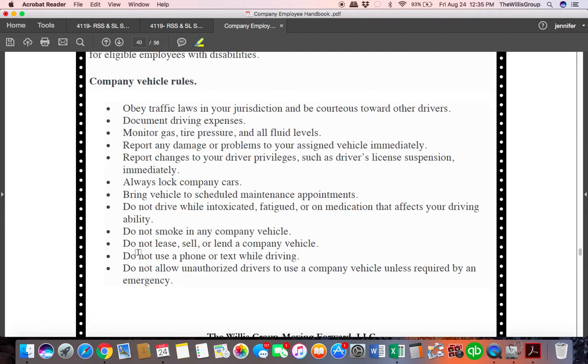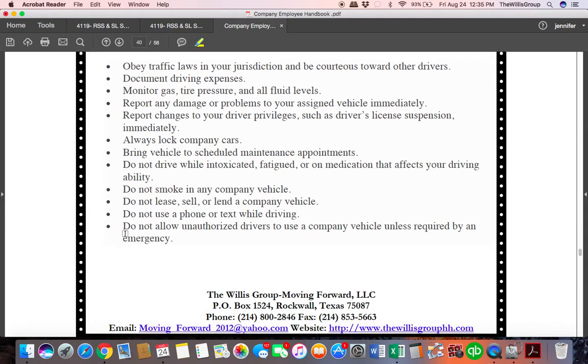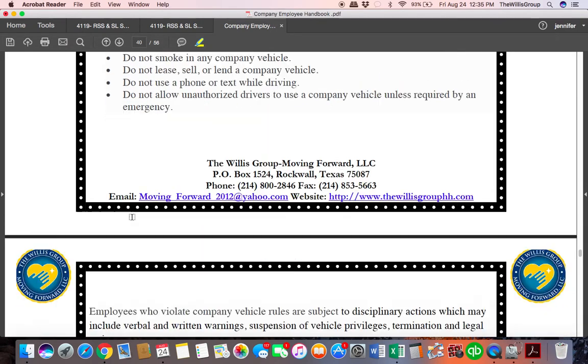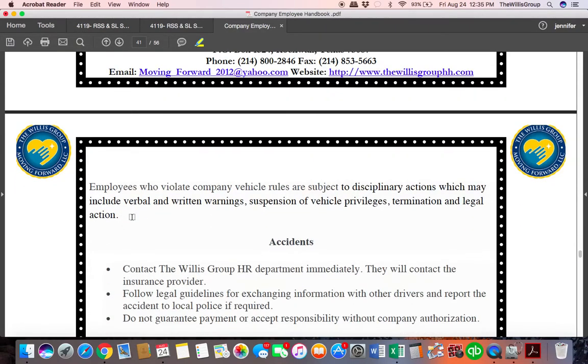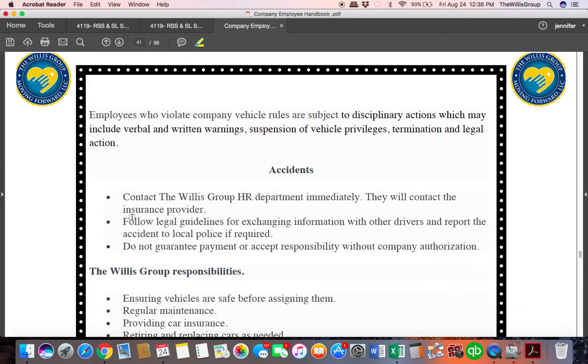Obviously, no smoking, and no driving the vehicle when you are feeling intoxicated, fatigued, or on medication that affects your driving ability. We also prohibit using your phone or texting while driving. If you are going to text or be on the phone, you are required to pull over and stop. You should be at a complete stop in a safe area to do that. We do not allow unauthorized drivers to use the company vehicle unless required by an emergency, and that is a verifiable emergency. Individuals who violate company policy rules are subject to disciplinary actions, which may include verbal and written warning, suspension of vehicle privilege, termination, and legal action.